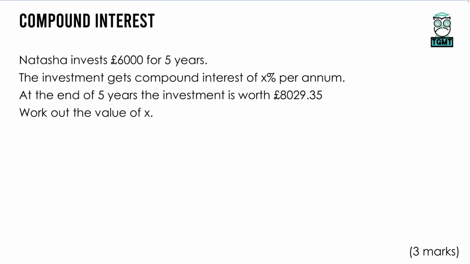Now, there's another compound interest question here. This reverse compound interest is one just to be careful of, but this question here does have 5 years, and we're trying to work out the percentage. So it says here Natasha invests £6,000 for 5 years. The investment gets compound interest of X% per annum, and at the end of 5 years, the investment is worth £8,029.35. So this time we're working out the percentage. So it's different to the previous, even though they are both reverse compound interest questions.